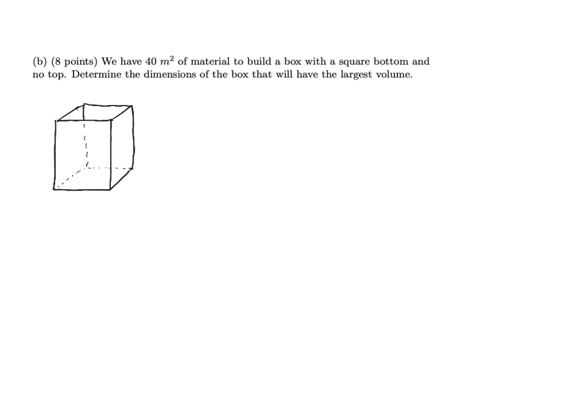We need some variables. So I'll call this side x. So that's the length of this side here. And if the base is a square, then this side has length x too. But we're told nothing about the height. It could be something different. So I'll call that y. And our goal is to find the dimensions that will maximize, find the largest volume. So I have an equation for volume that is length times width times height. That's x times x times y. I'll write that as x squared y. This is the formula that I'd like to maximize. I'll do that by taking the derivative and finding critical numbers.